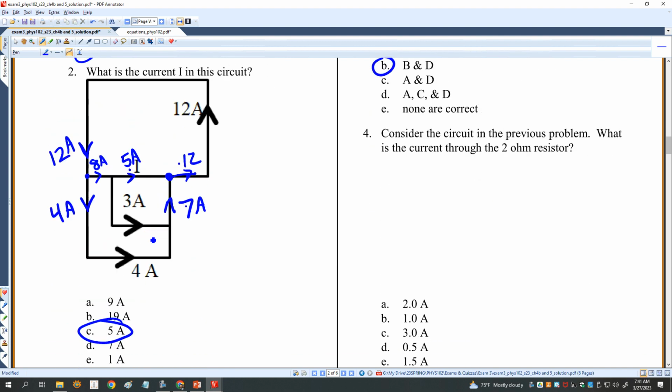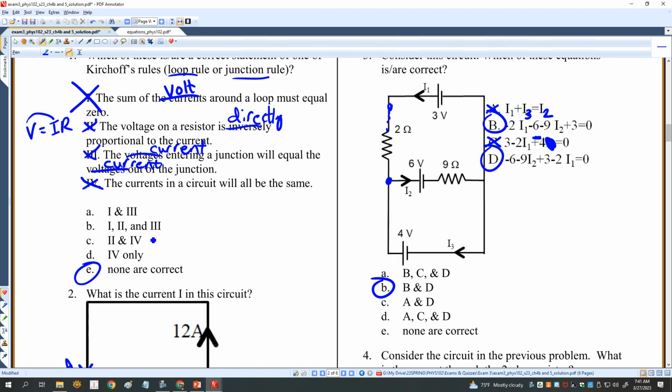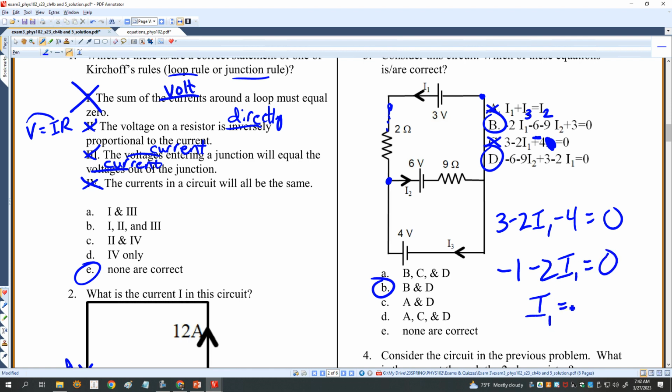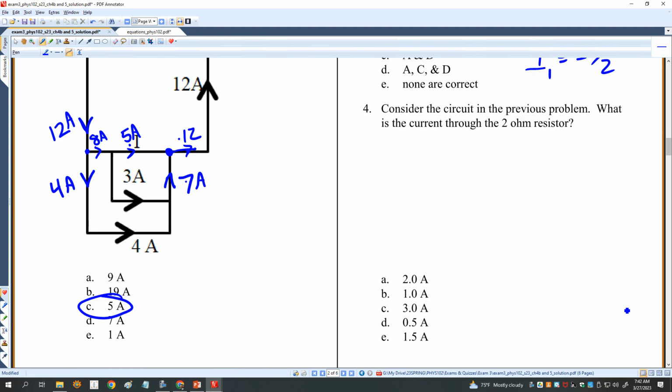What is the current through the 2 ohm resistor? Okay, so the best way to do this is to look at the big loop. I'm going to start here and write the equation. 3 minus 2I1 minus 4 is equal to 0. That's negative 1 minus 2I1 equals 0. So I1 is equal to negative 1/2. Although I wasn't really asking for the direction, I just want to know the magnitude.